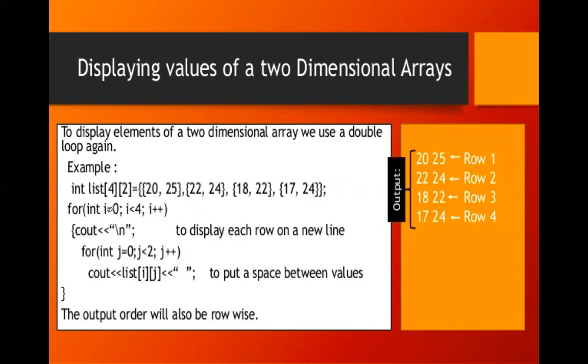So i equal to 0 and i less than 4. That means up to 3 the loop will continue. And j equal to 0, j less than 2, because it is 2 columns. So cout a[i][j]. One by one the elements will be printed, that is 20, 25, 22, 24. So like that it will be printed.